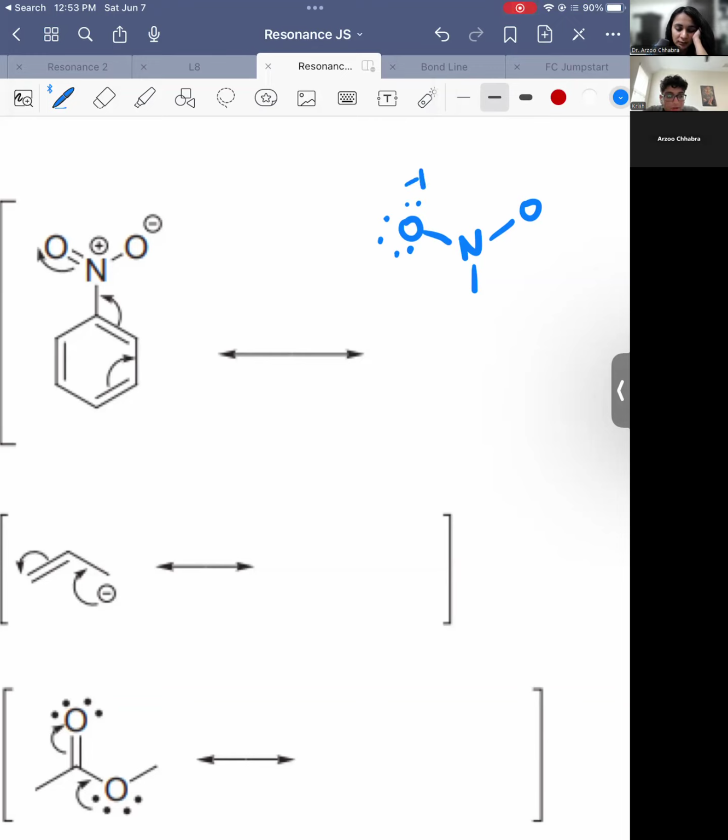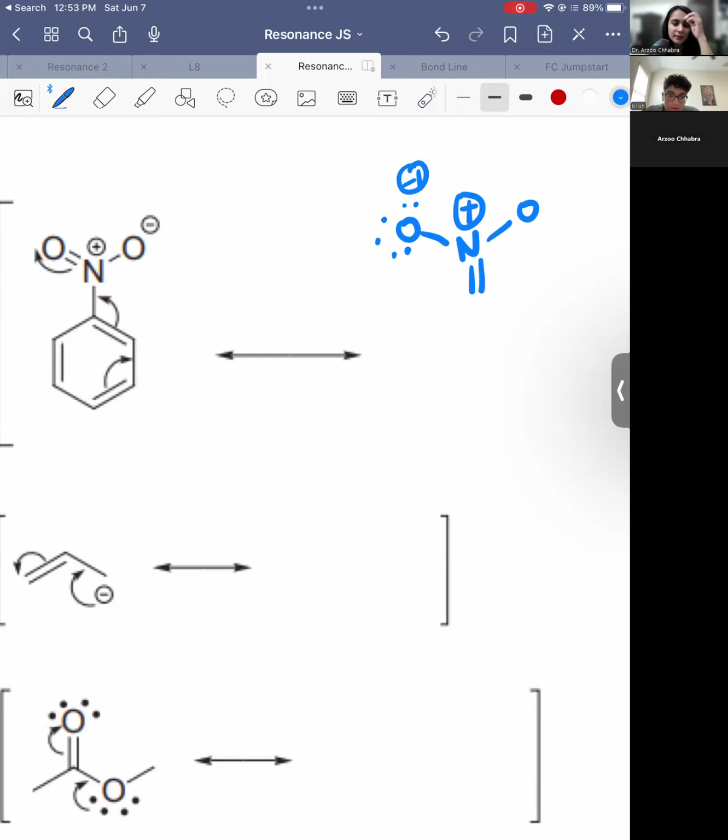Then the nitrogen already has a positive formal charge right now, but we're moving the double bond to the nitrogen, so it'll still have a positive charge because it lost a bond and it gained a bond. So it's still the same. Yes, that's correct.